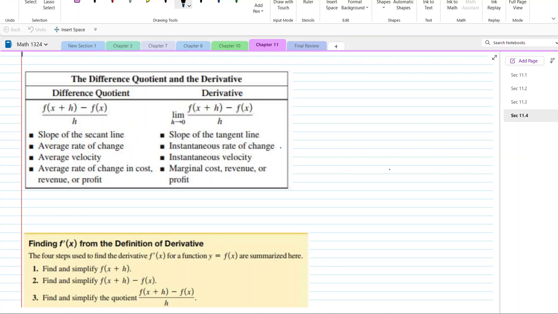Okay, this is the next part to this lesson, and this is the longest one. It's the last one. And I wanted to make sure I solidified in your mind all the differences when we first started chapter 11, which was with the difference quotient. And this chart here is from your textbook, and I really liked it. It has the difference quotient on the left and derivative on the right, and the terminology that applies to both.